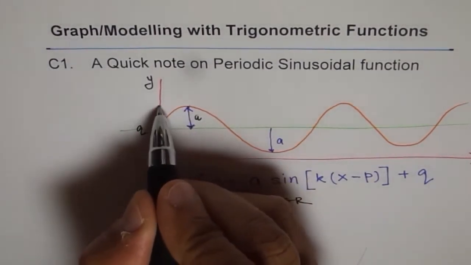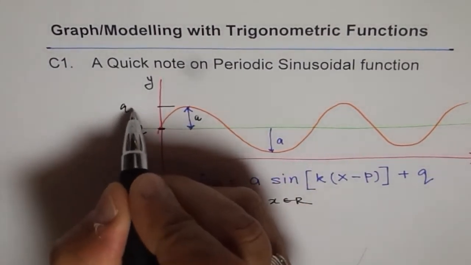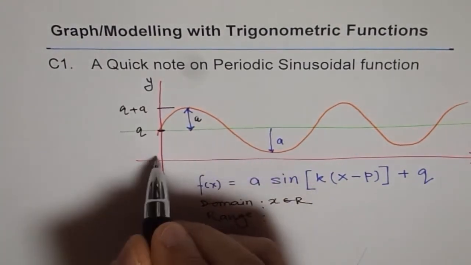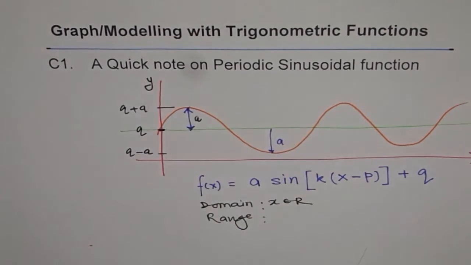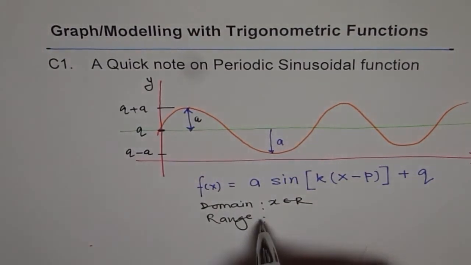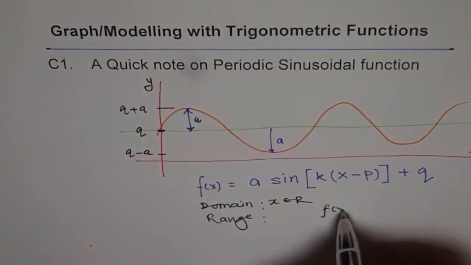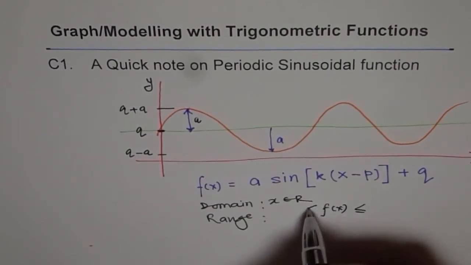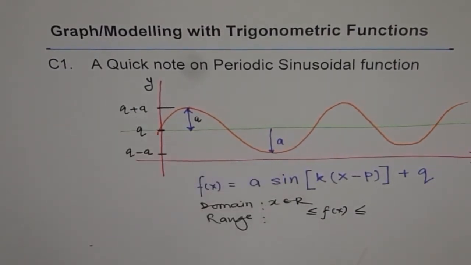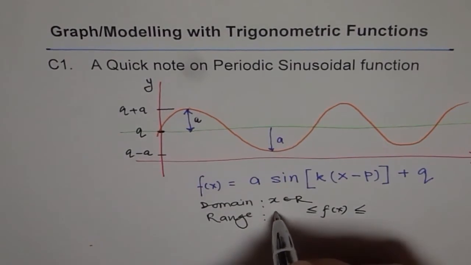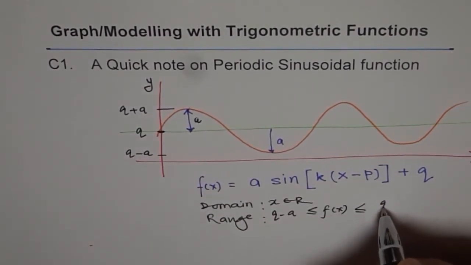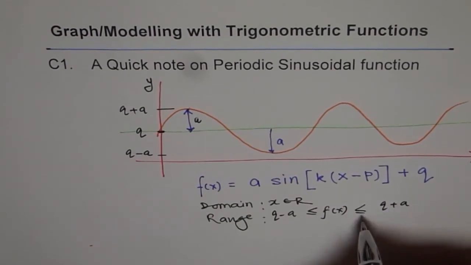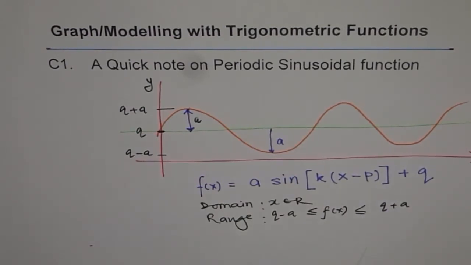That means the maximum value it can have is q plus a, and the minimum value which it can have is q minus a, right? And therefore we can say that the range of our function f of x is actually between these two limits, right? It is more than or equal to q minus a, so I'll write q minus a here, but it is less than or equal to q plus a, correct? So that is how the range of the function is, right?